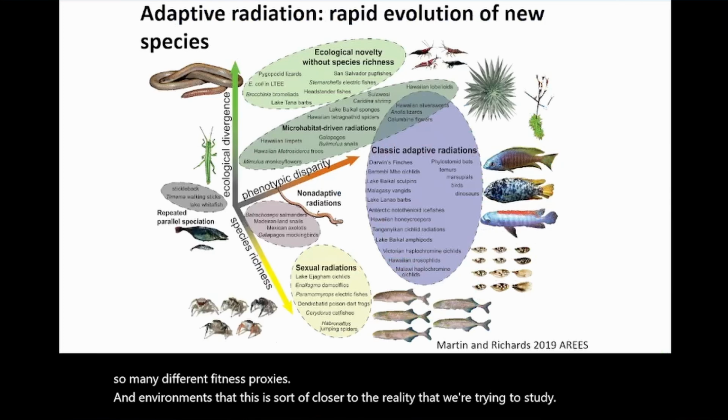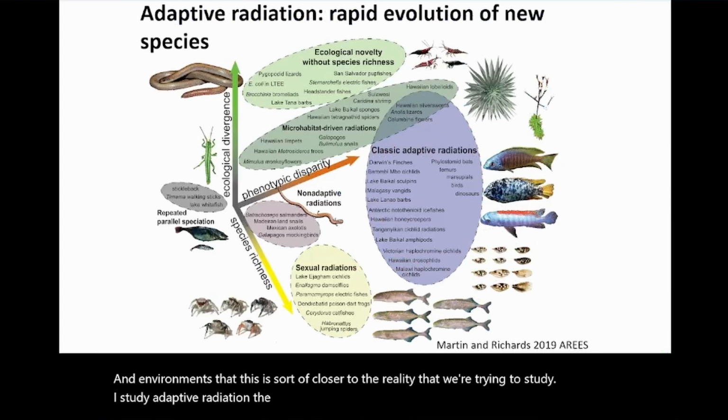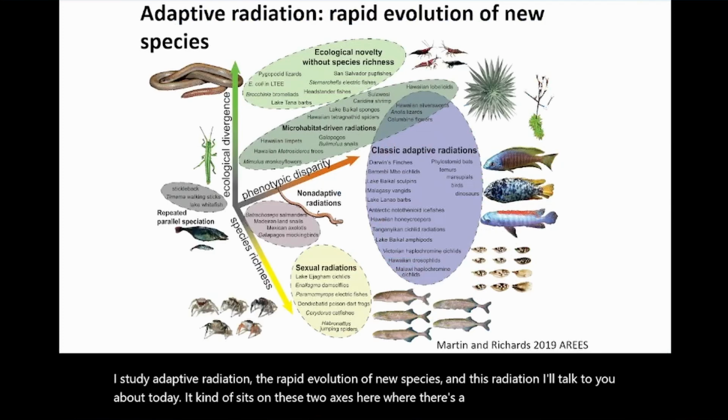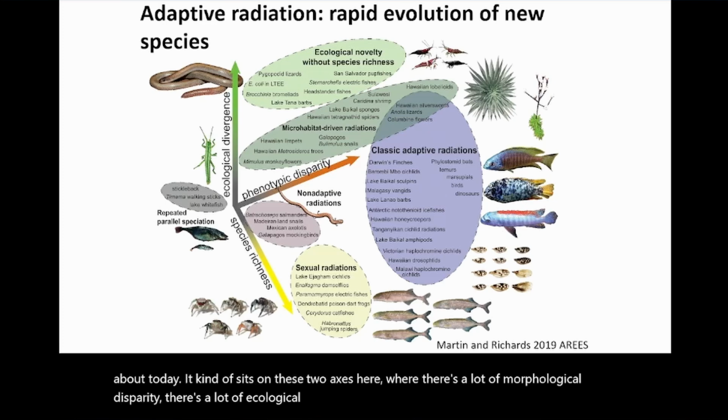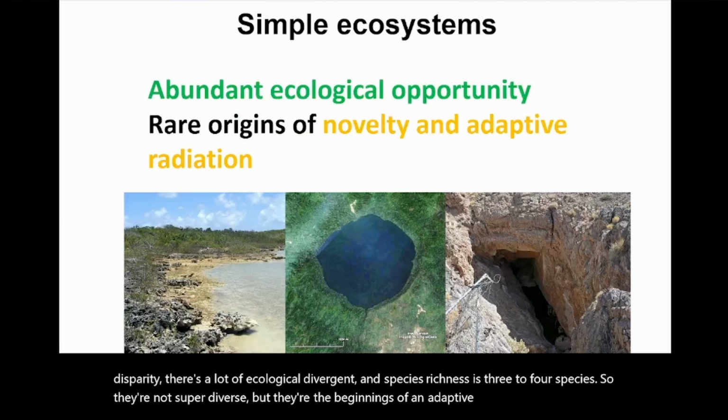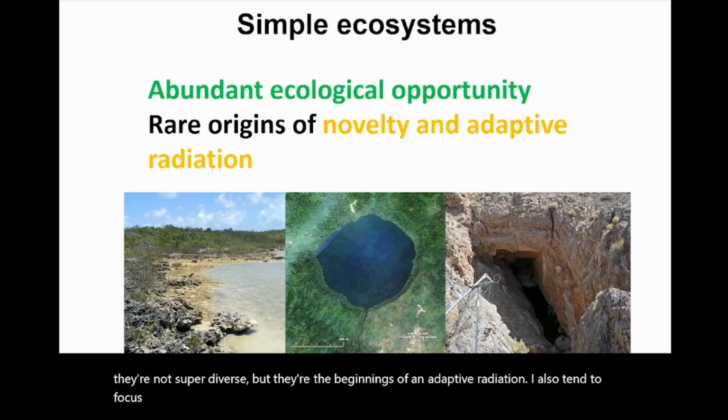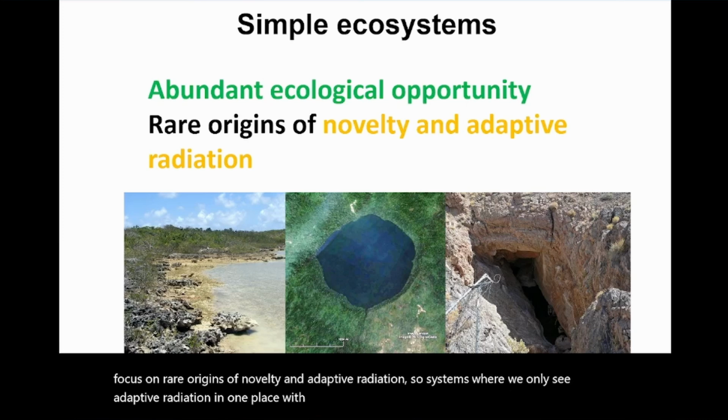I study adaptive radiation, the rapid evolution of new species, and this radiation I'll talk to you about today sits on these two axes here where there's a lot of morphological disparity, there's a lot of ecological divergence, and species richness, it's 3 to 4 species. So they're not super diverse, but they're the beginnings of an adaptive radiation. I also tend to focus on rare origins of novelty and adaptive radiation. So systems where we only see adaptive radiation in one place with lots of other control environments where it hasn't happened.